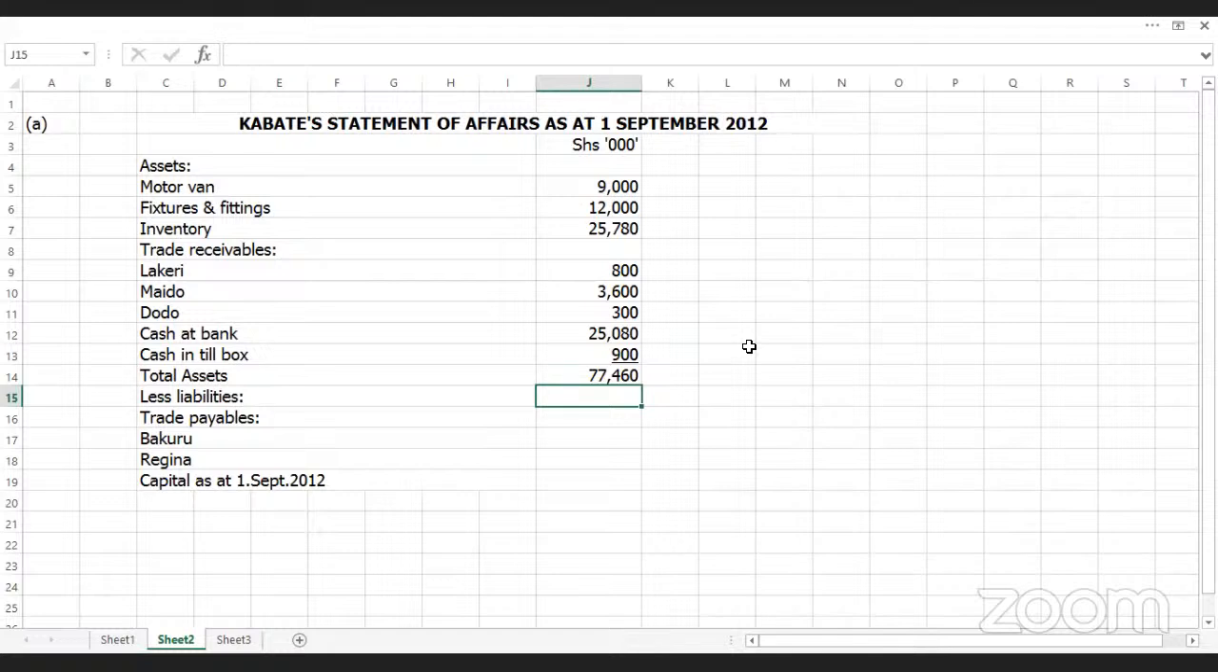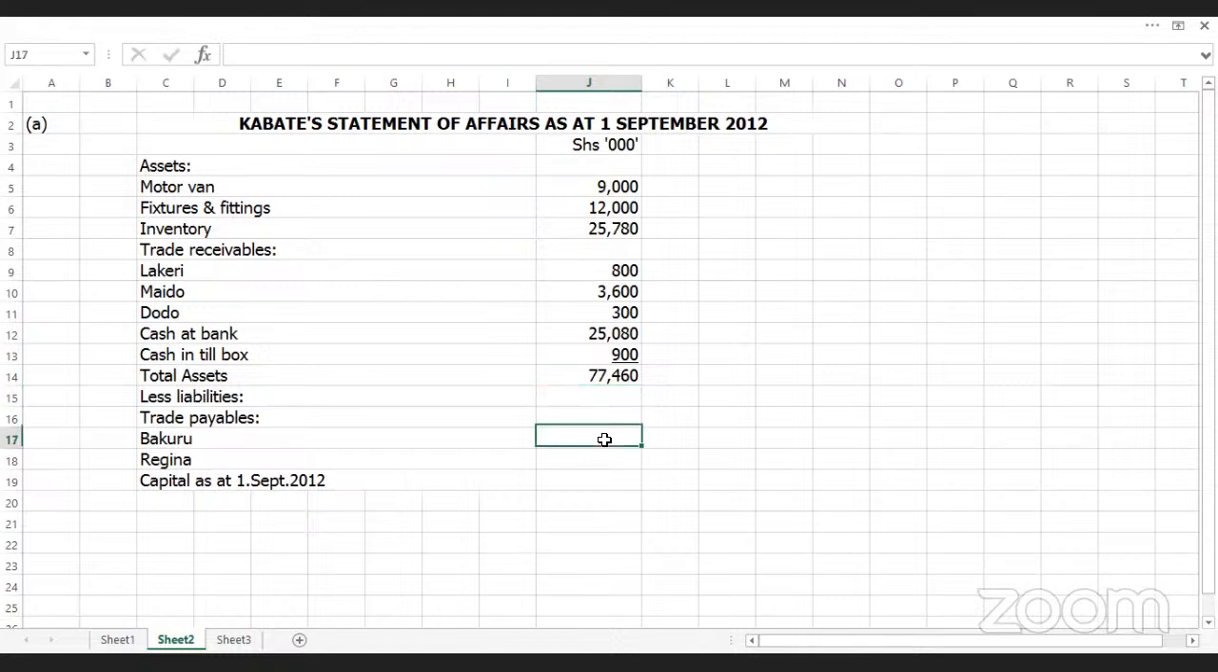Trade payables are the money a business owes for goods and services. Trade payables are the amounts a business owes to its vendors or suppliers for the goods or services that were purchased on credit. So the trade payables, in this case, are Bakuru and Regina.